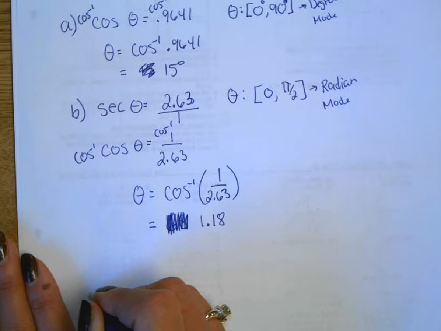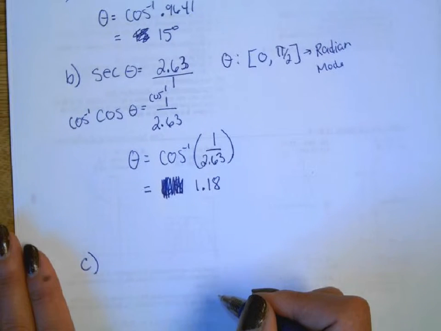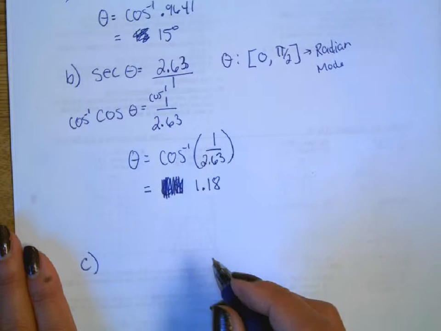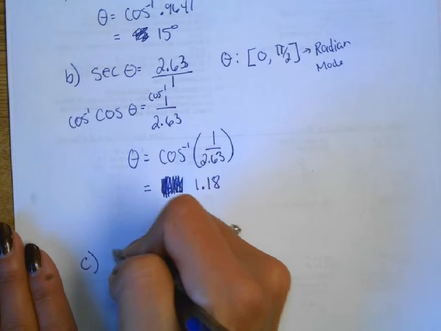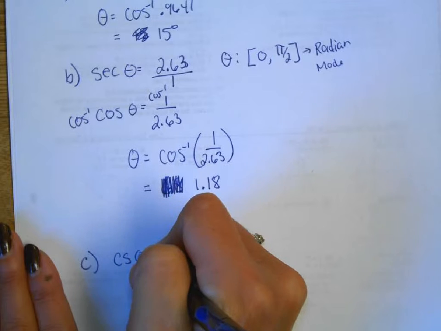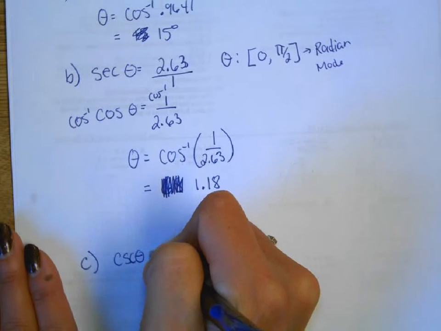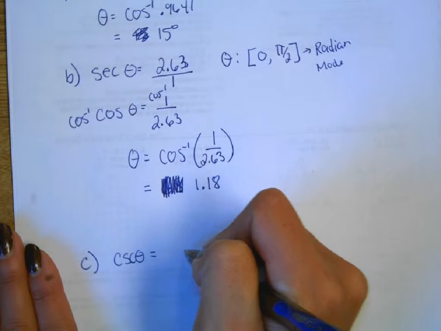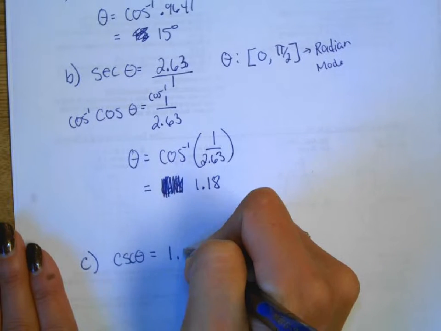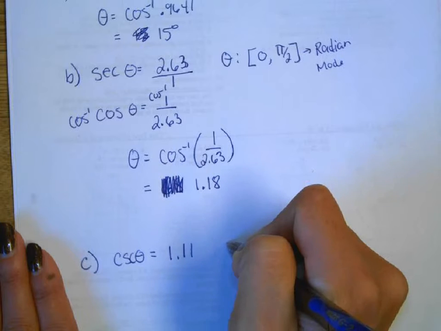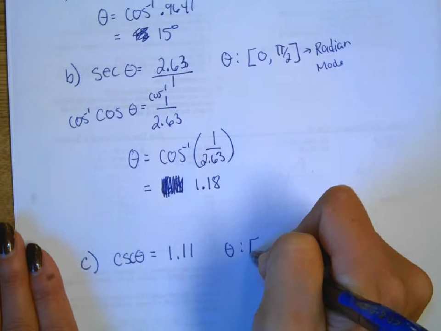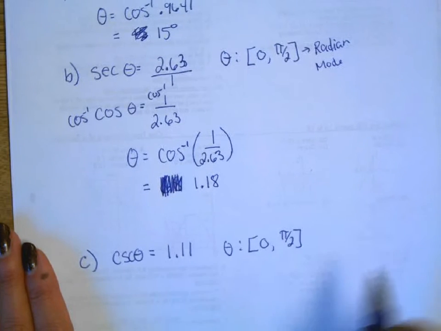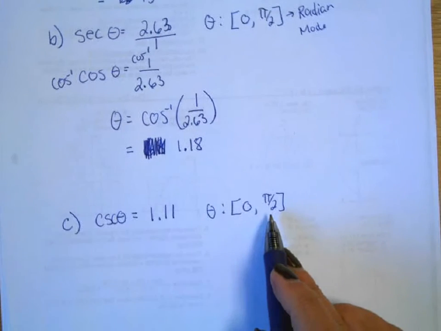One more of these. The cosecant of some angle is 1.11, and this angle is between 0 and pi over 2. So this is the indicator that you need to be in radian mode.